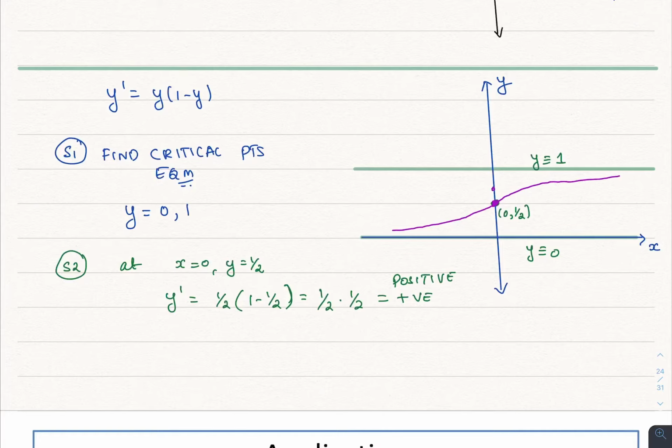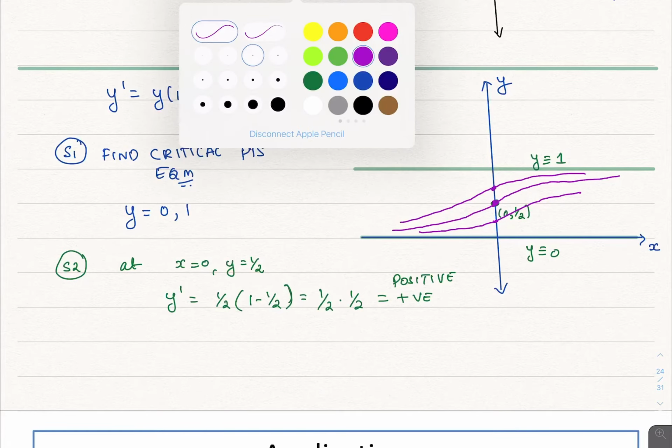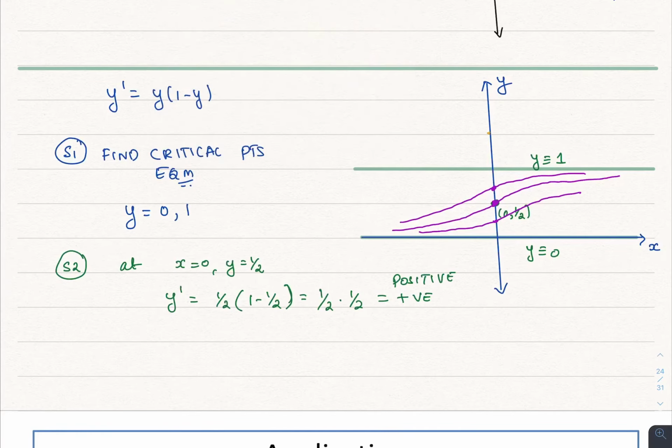If a solution that starts right here is going to go like that, it can't intersect any other solution. Similarly, let's take a look at a value right here. Let's take a look at a value right there.